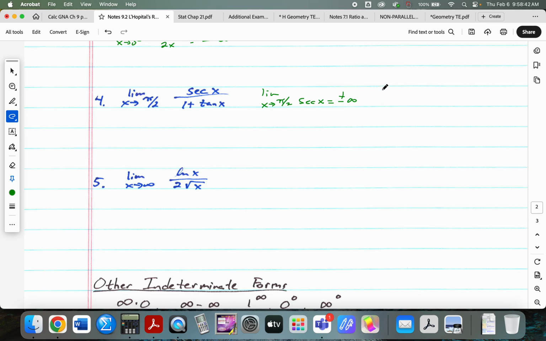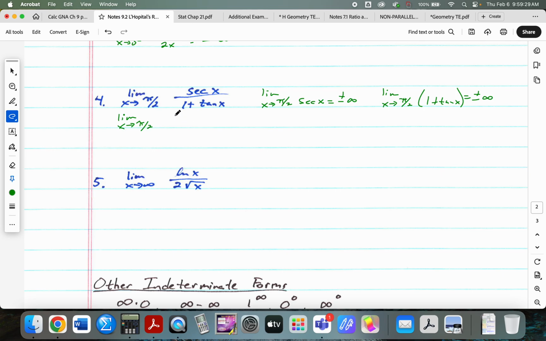And then the limit as x goes to pi over 2 of 1 plus tangent of x, well, that's going to be 1 plus tangent of x at pi over 2, tangent, depending on which side you're coming from, right? There's a vertical asymptote there. So it's also going to plus or minus infinity. So we can apply L'Hopital's rule. So we'll have the limit as x goes to pi over 2.